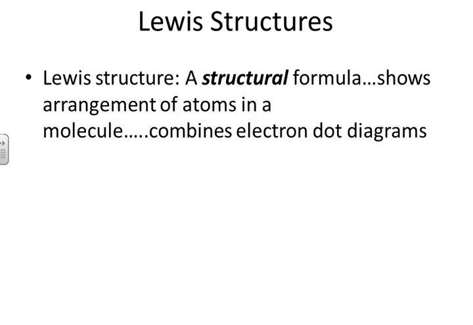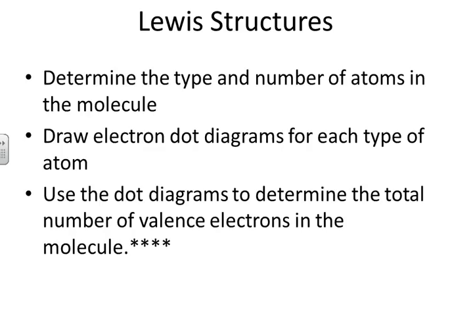A Lewis structure is a structural formula. It shows the arrangements of atoms in a molecule and combines electron dot diagrams that we did in an earlier section. By structural formula, we mean that it shows the connections between atoms. So we defined that in our last video. A regular chemical formula shows us how many atoms and what those atoms are. The structural formula adds the additional perspective of showing how the atoms are actually arranged as they group together during the chemical bonding.